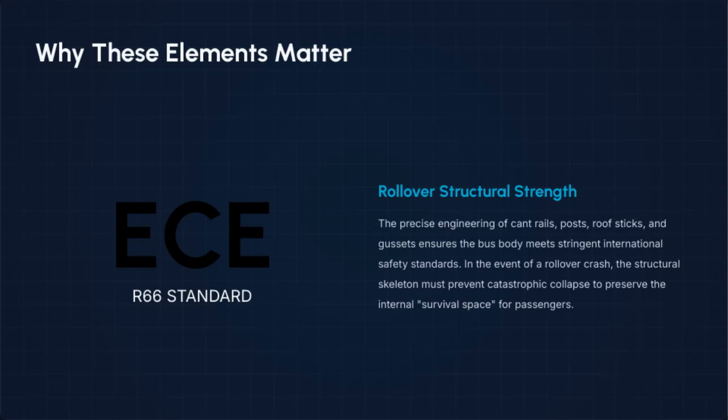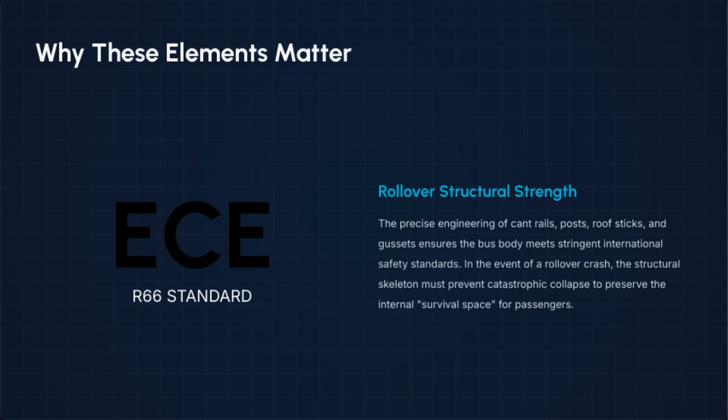Now, let's talk about why these elements really matter. The precise engineering of cant rails, posts, roof sticks, and gussets is crucial because it ensures that the bus body meets strict international safety standards. These components work together to form the structural skeleton of the bus. In the unfortunate event of a rollover crash, this skeleton must do its job effectively. It needs to prevent a catastrophic collapse, which is essential to protect the internal survival space where passengers are seated.